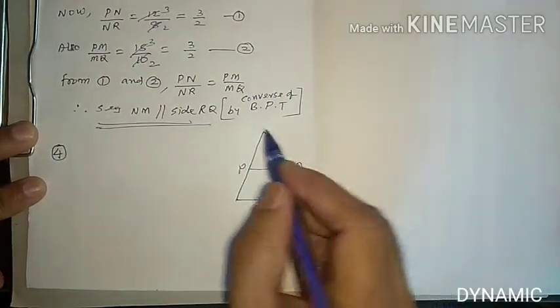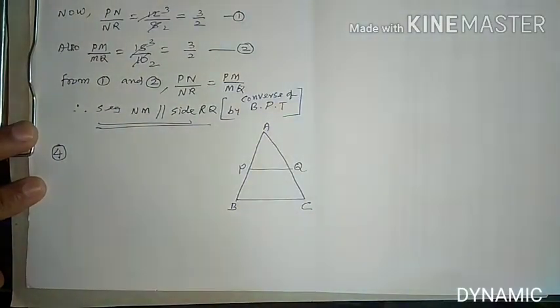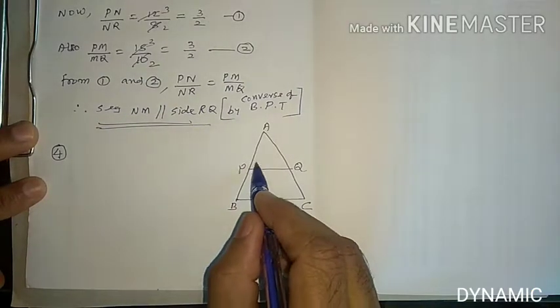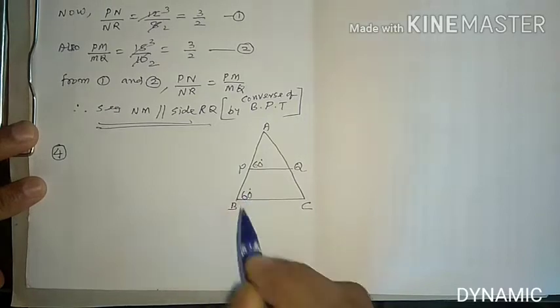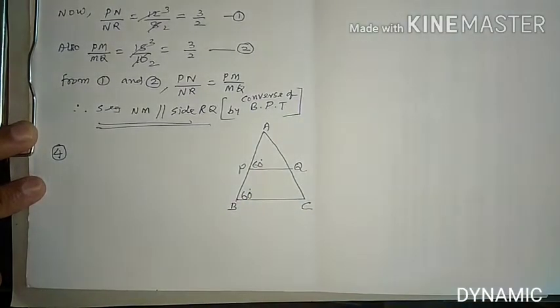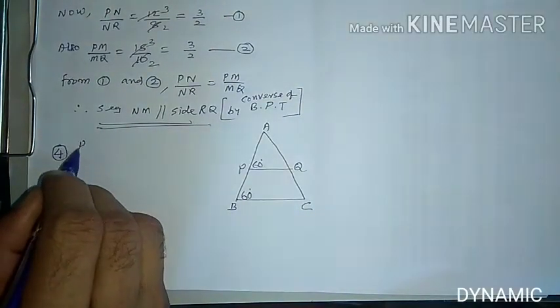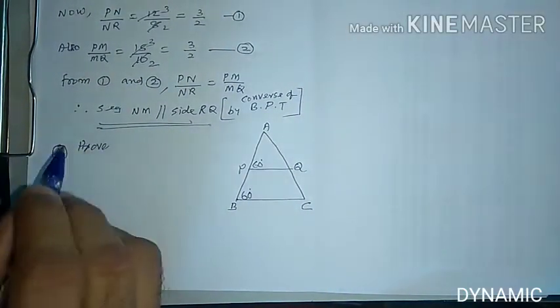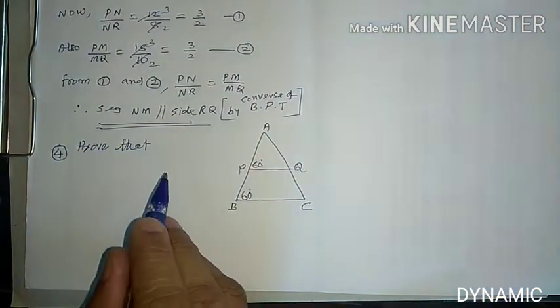The triangle is ABC. Here this angle is 60 degrees. Here also 60 degrees. The question is: measures of some angles in the figure are given. We have to prove what?